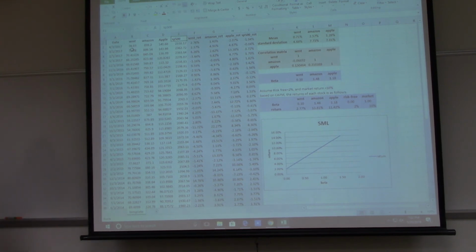So which stocks do you guys want? The stock needs to have stock prices in the past 5 years. So which stocks? You guys like Walmart? Okay, let's just do this. Walmart, Amazon, and Apple. Now go to Yahoo Finance and collect the stock prices for 5 years.